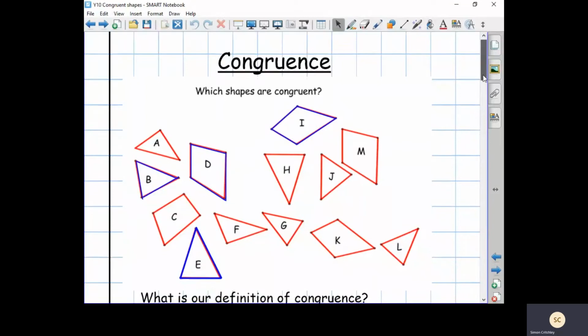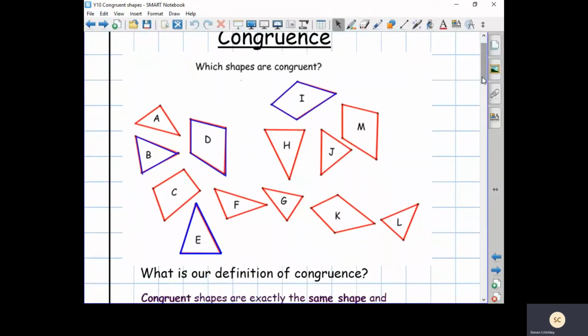Congruence, first of all then, what does it mean? Well, congruent shapes are shapes that essentially are identical to each other. They have the same size sides, they have the same size angles, but they could be rotated or reflected as long as they fit back onto each other.